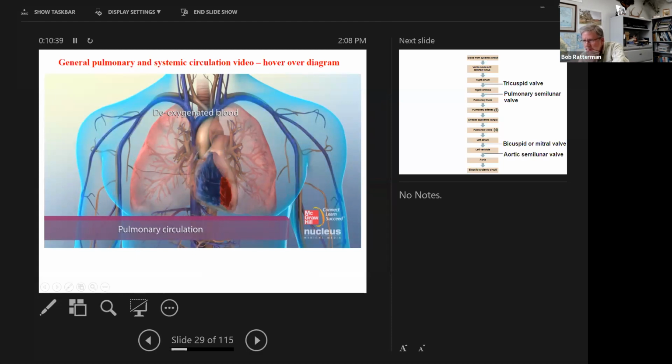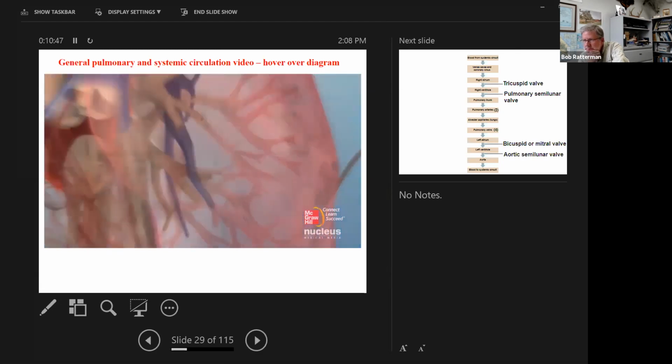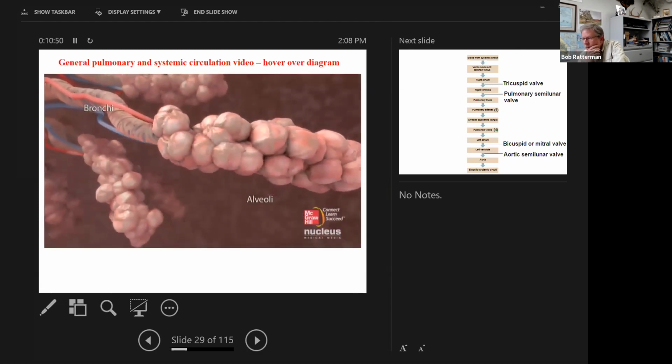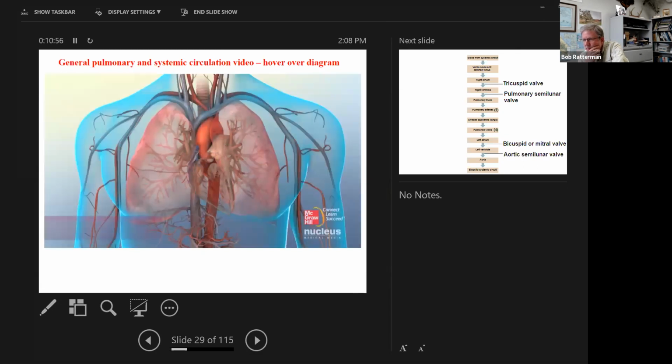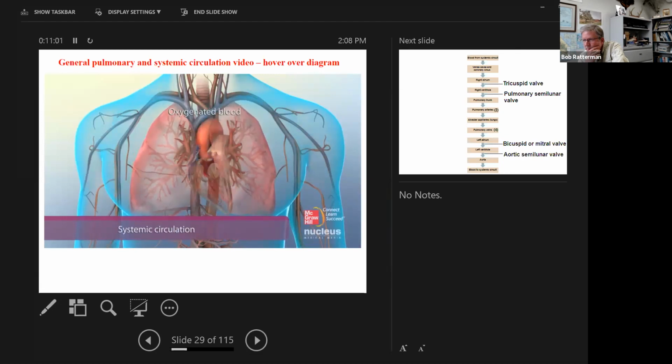From the body through the right atrium and ventricle, out through the pulmonary artery and to the lungs. Blood oxygenated in the lungs alveoli returns to the heart through the pulmonary veins. The left side of the heart produces systemic circulation. This is the movement of oxygenated blood returning from the lungs to the left atrium and ventricle and out through the aorta to be distributed to the rest of the body.